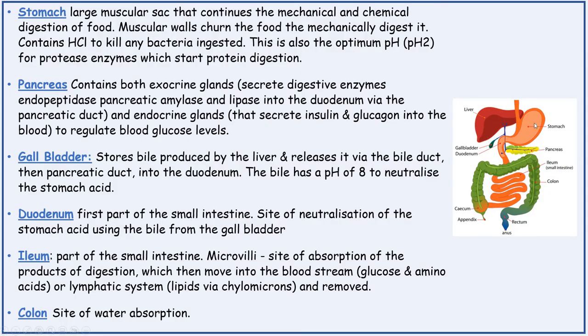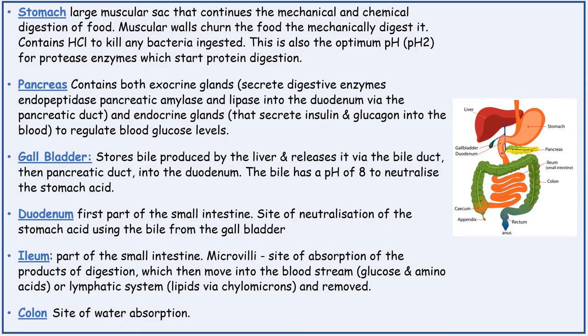So the stomach is a large muscular sac that continues the mechanical and chemical digestion of food. The muscular walls churn the food to mechanically digest it, and it contains hydrochloric acid to kill any bacteria ingested, and it's also the optimum pH of pH 2 for protease enzymes which start protein digestion. The pancreas contains both exocrine glands which secrete digestive enzymes like endopeptidase and pancreatic amylase and lipase into the duodenum via the pancreatic duct, and it's also got endocrine glands that secrete insulin and glucagon into the blood to regulate blood glucose levels.